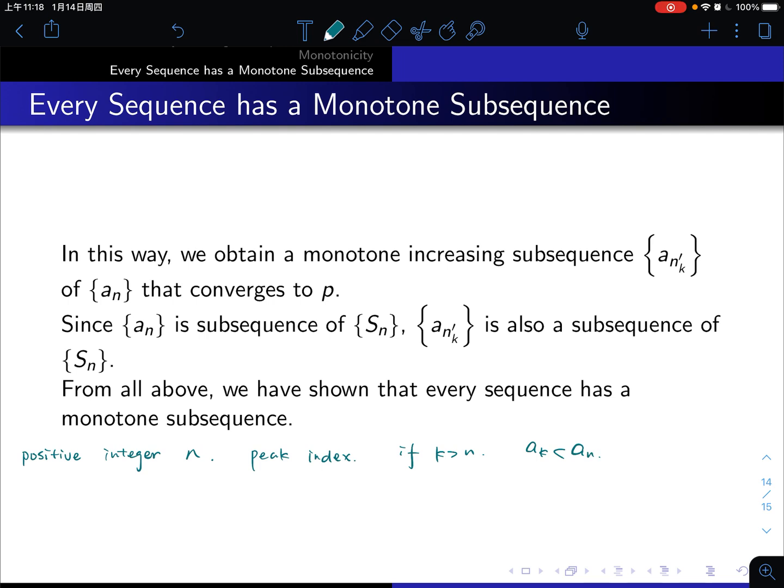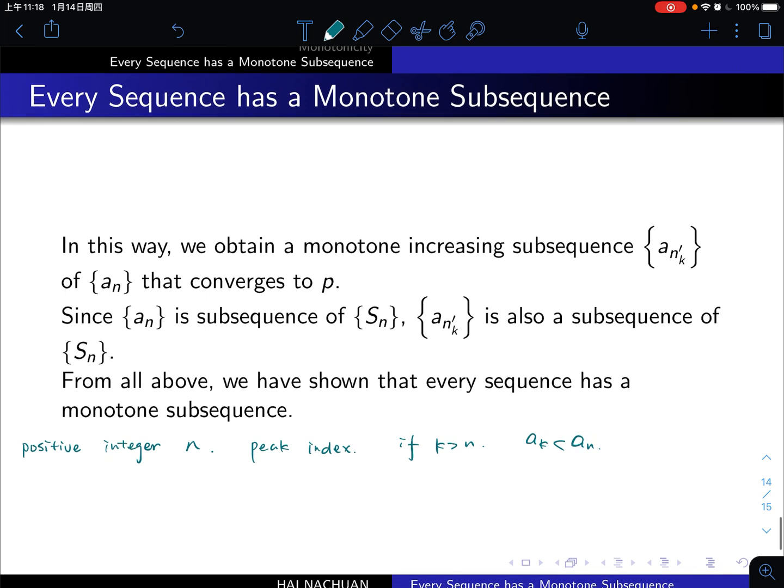So we have two cases here. The first case is there are only finitely many peak indices. And case 2 is there are infinitely many peak indices.